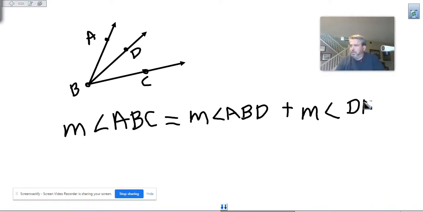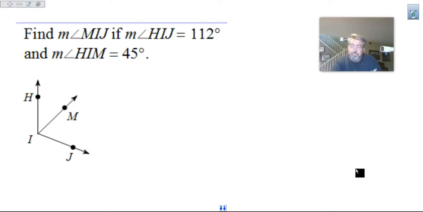okay? Now your teacher will draw arcs. This one plus this one equals this one. Okay? Just so you know what your teacher's doing when they do that. Here is an example of an angle addition problem.